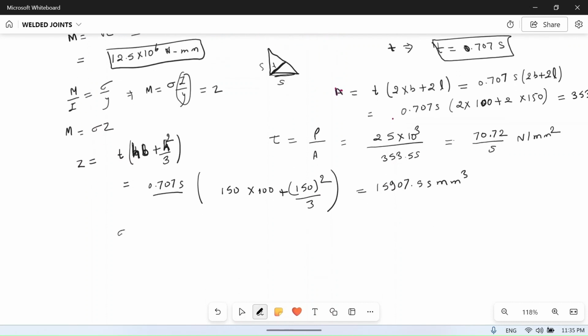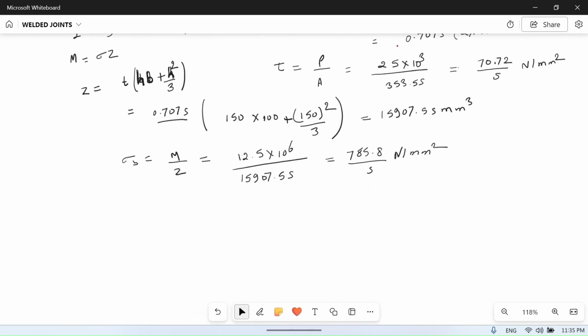Now sigma bending, that is bending stress, is equal to M by Z. So it will be 12.5 into 10 to the power 6 divided by this value, 15907.5 S. So it will become 785.8 divided by S Newton per mm square.